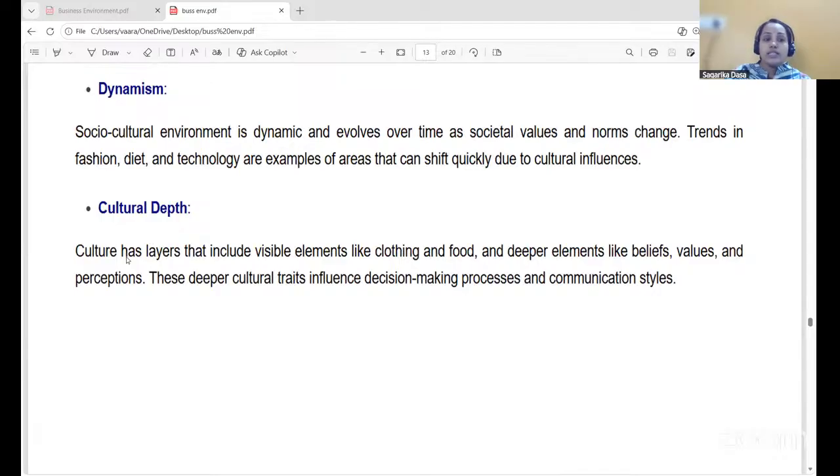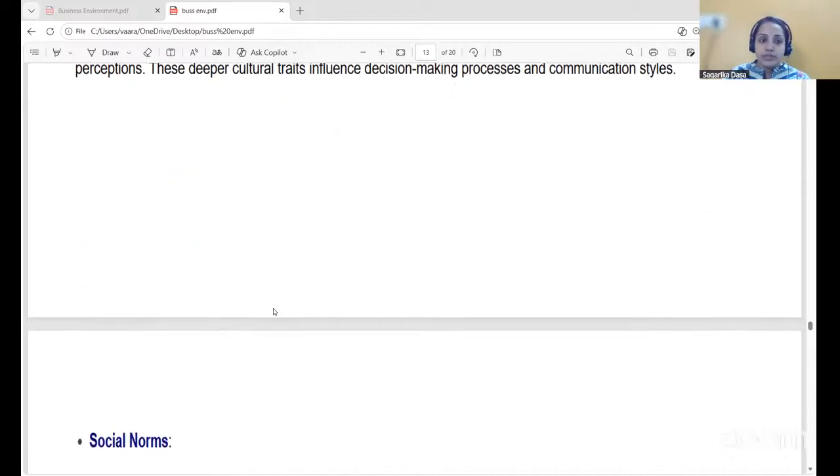Cultural depth. Culture has layers that include visible elements like clothing and food, and deeper elements like beliefs, values, and perception. As an example of cultural depth, in different religions, different food habits will be there. Brahmins are pure vegetarians, and some of the Marwadi communities are also pure vegetarians. So like that, we can understand cultural depth based on their beliefs, values, and perceptions.